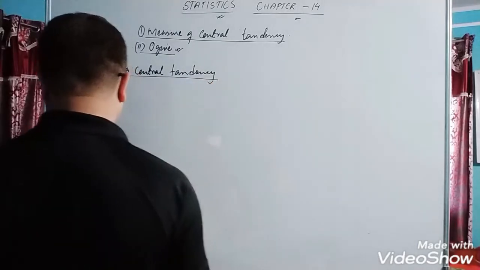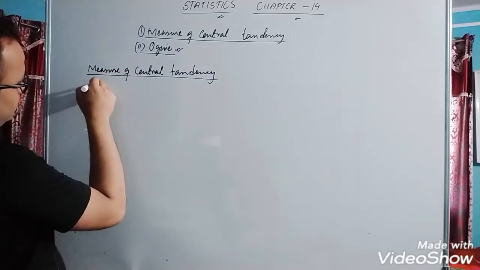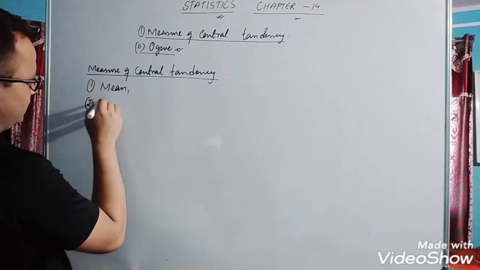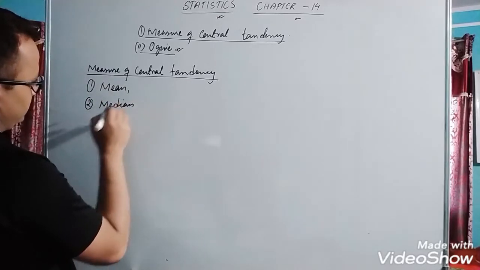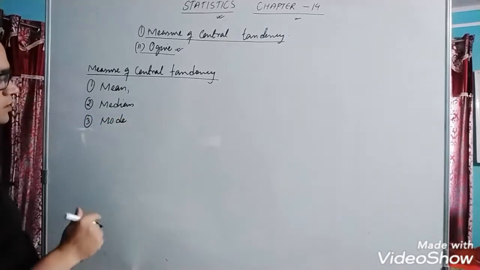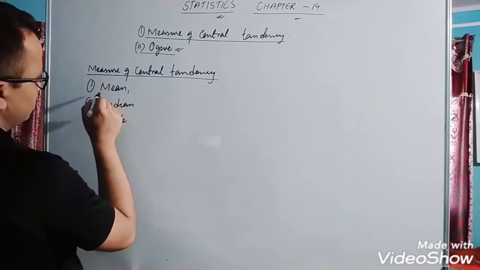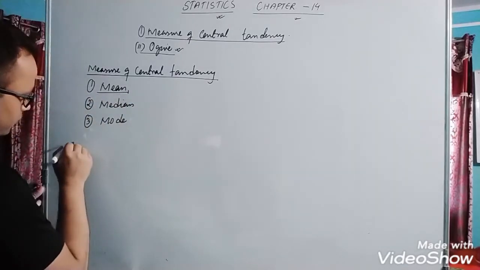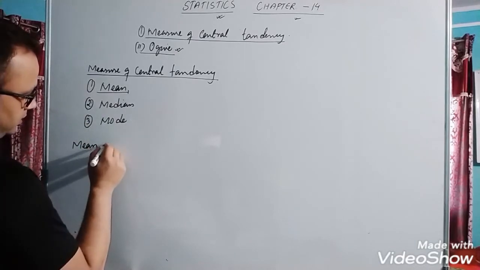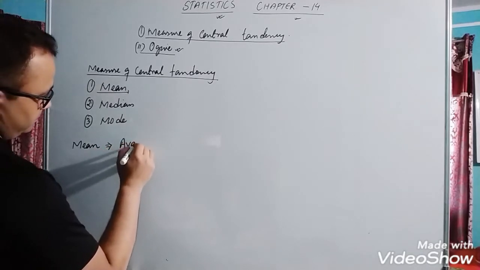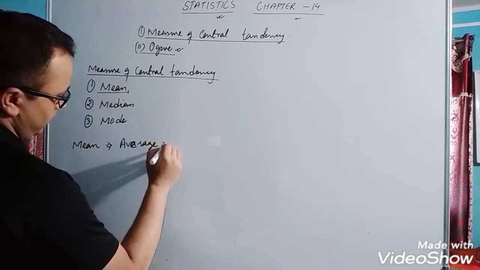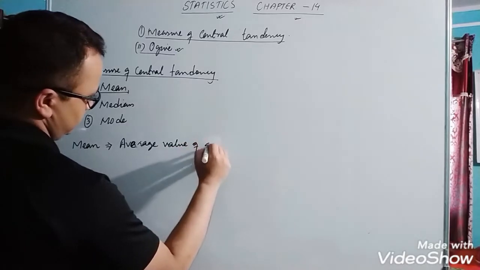Measure of central tendency is calculated in 3 ways. It is mean, number 2 median, and number 3 mode. So these are the parts of measure of central tendency. First we will learn about mean, how to calculate mean of grouped data. So what is mean? Mean is the average value of given data.